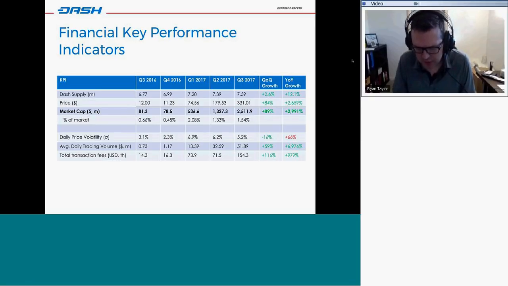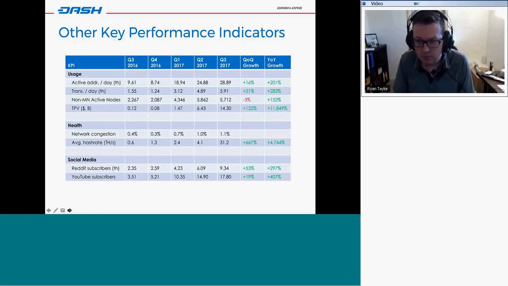Exchange trading volume continued to grow for the 7th consecutive quarter to a new record $52 million per trading day. That's up 59% over the previous quarter and 6,976% year on year. On the next slide, we're also breaking fresh records across a number of other KPIs. This includes the number of active addresses, the number of transactions, transaction volume, network hash rate, and our social media metrics continue to climb as well, all indicating growth for the Dash network.